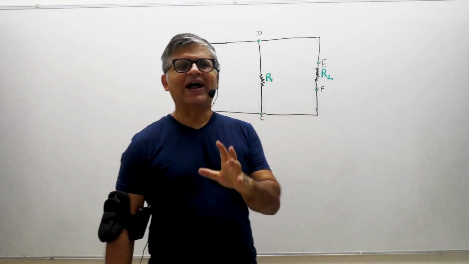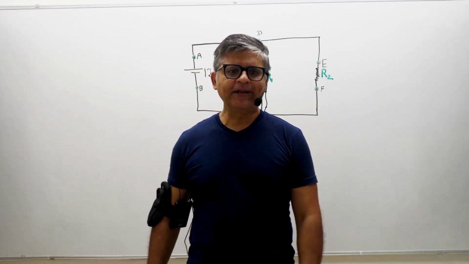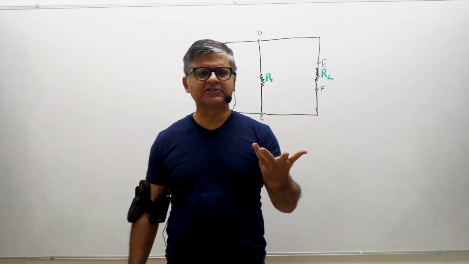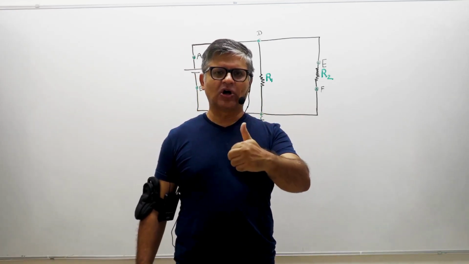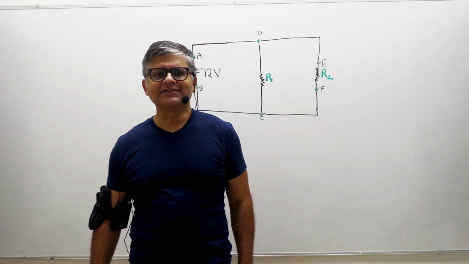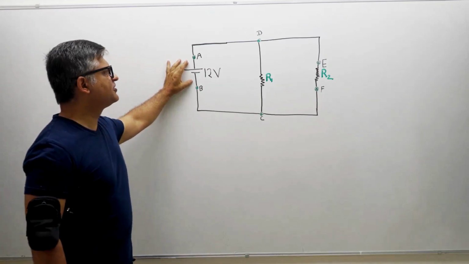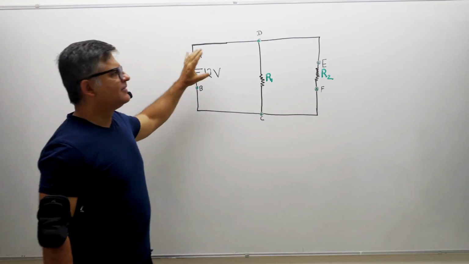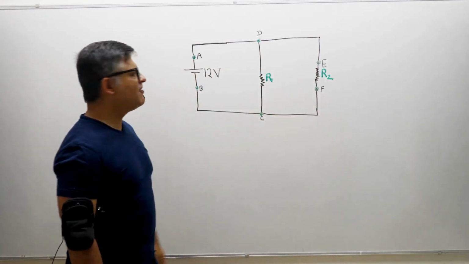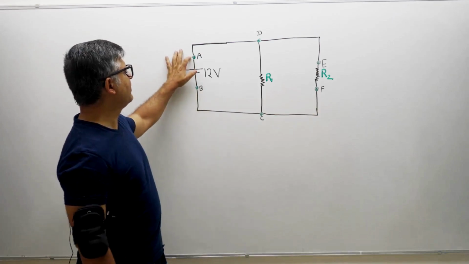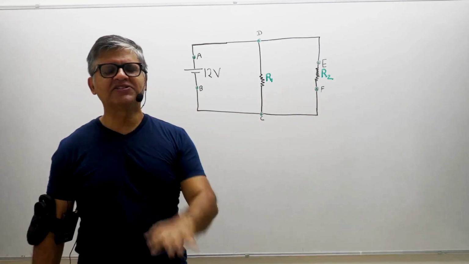This is a lecture on understanding how to identify the potential of a point or the potential difference between two points in any circuit. I kept a very simple circuit, but you can apply this concept on complicated circuits as well. This is a battery of 12 volts, and there are two resistances you can see in parallel to it, and I have marked some points: A, B, D, C, E, F. Six points are marked.